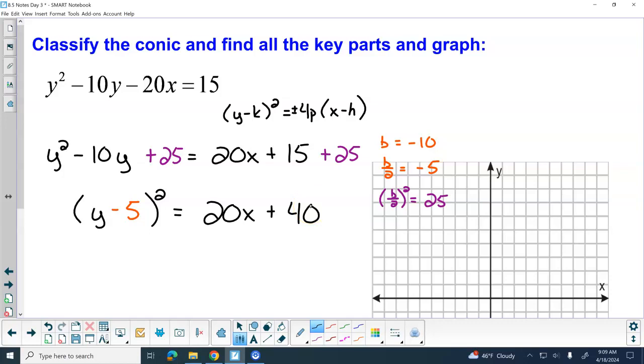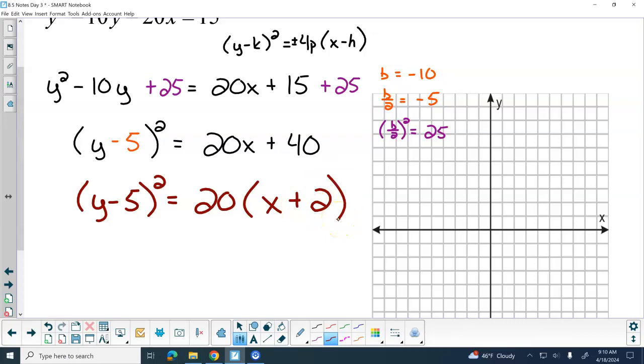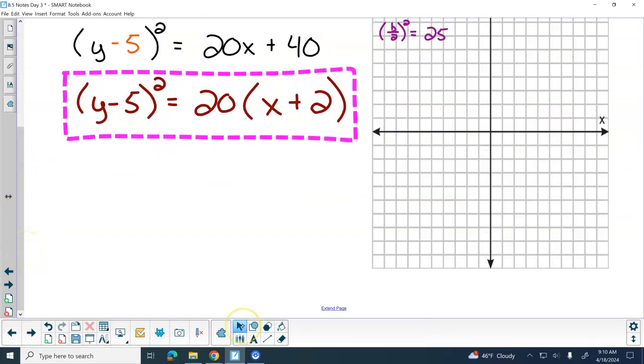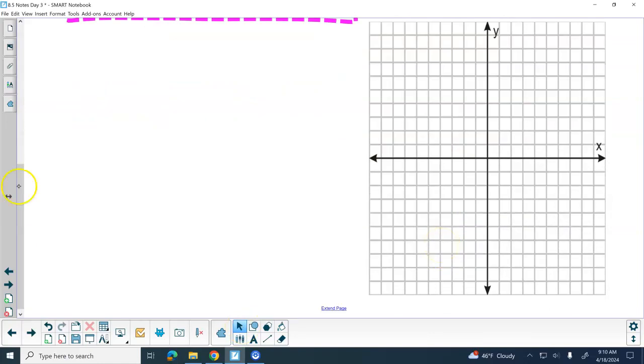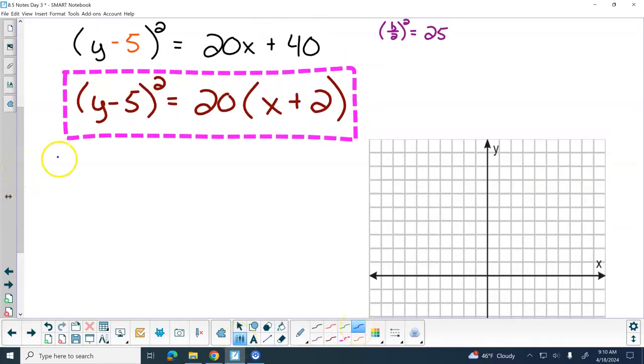Now, to make this right side look like 4p times a parentheses, I am going to factor out the x coefficient there. So my ending equation is going to look like that. That's the standard form of this parabola. Now from that, we can graph it. What is my vertex? Negative 2, 5.